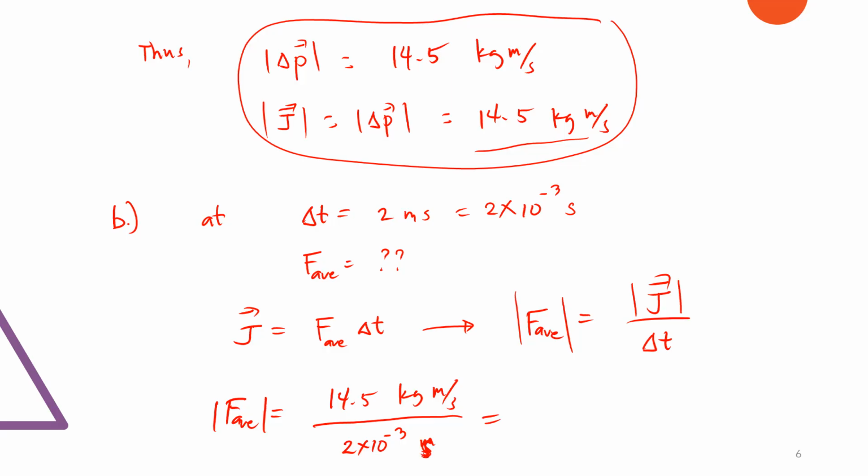So therefore, force is equal to 14.5 divided by 2 times 10 to the minus 3. This is equal to 7,250. The unit is kilogram meter per second square, which is equal to Newton. So the average force is equal to 7,250 Newton.